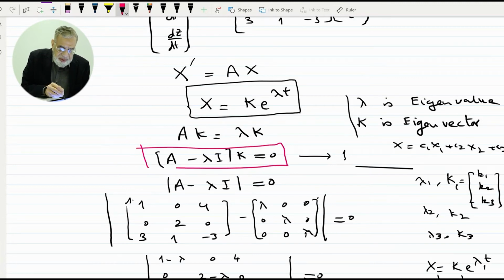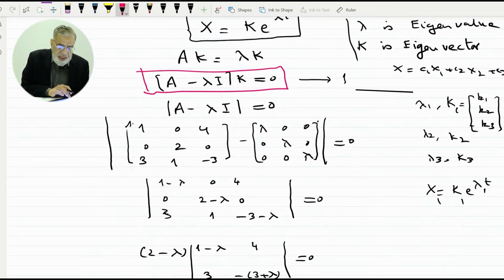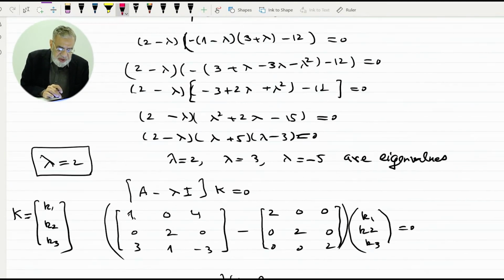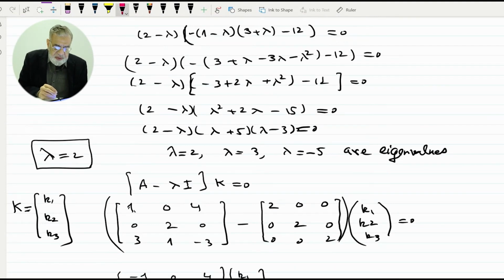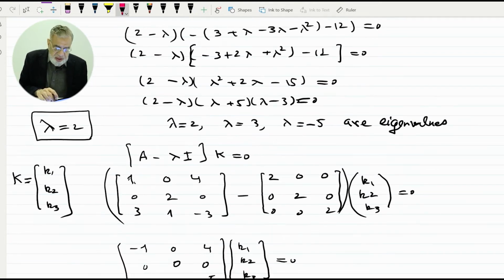I have A, I have lambda, and from there we try to get the value of k by putting lambda in equation 1. A is already given. So we get here, this is the value of lambda is equal to 2. So I get here 2, 0, 0, 0, 2, 0, and 0, 0, 2, and this my k is k1, k2, k3, the column vector. Now I rewrite this one. I get three equations.